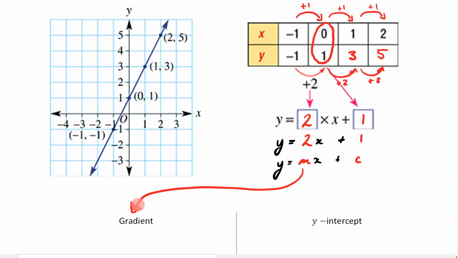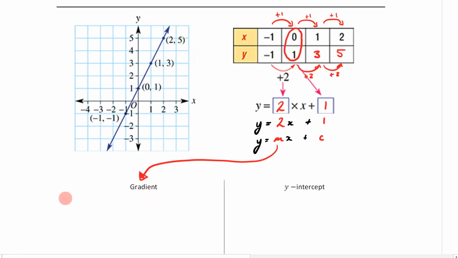Can we now prove that to ourselves? Can we prove to ourselves that our gradient is 2? Because that's what it's saying to us. Well, how do we find the gradient? My gradient is the steepness of the line, the slope of the line, and you find it by taking the rise over run. Let's pick two random points on the line. We're going to find what the rise and the run is. My rise is 1, 2, 3, 4. My run is 1, 2. My run is 2.